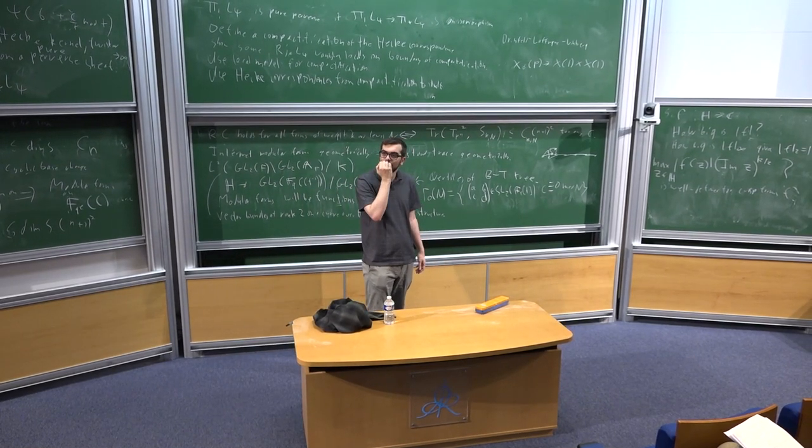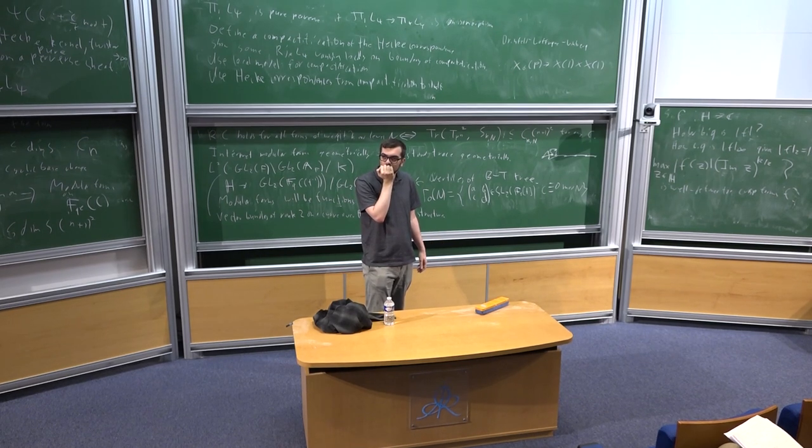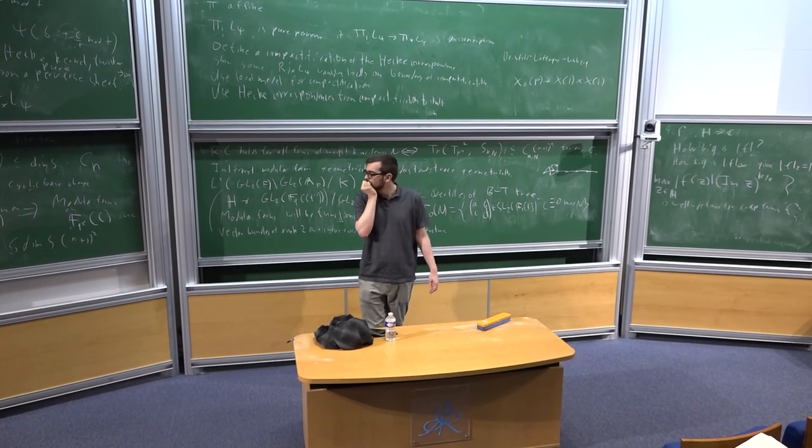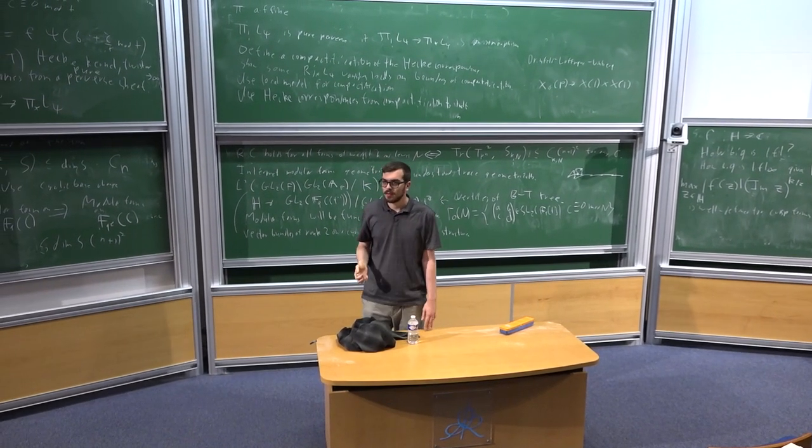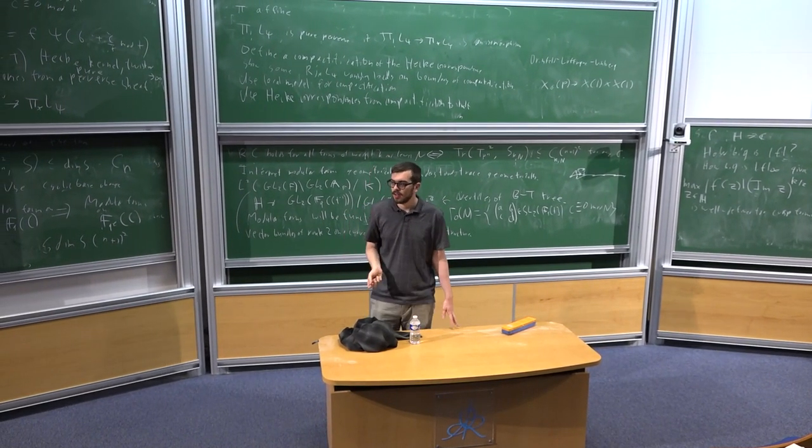Does it make sense to see if there's an obstruction to not knowing the cyclic base change? Does it make sense to not just look at T squared, but look at T fourth, T sixth, and try to see how c_n changes with respect to that?